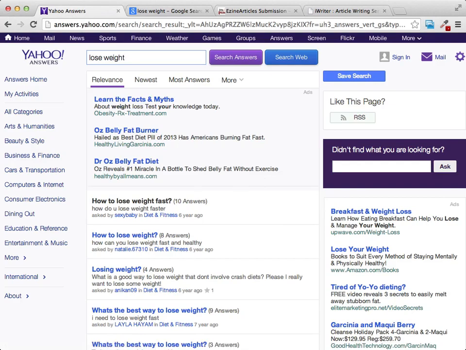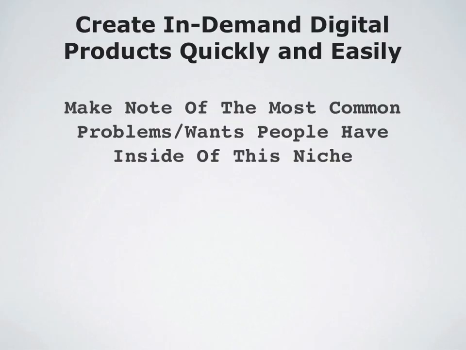So what you're going to want to do is make a note of the most common problems or wants of the people inside of this niche. Okay. And it's not that hard. Just do a little bit of research from those two places that I just showed you, and you're really going to find out everything you need to know about what people are looking for inside of that niche.